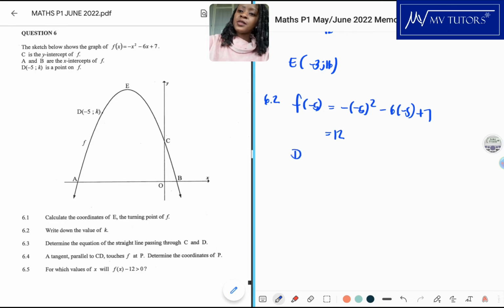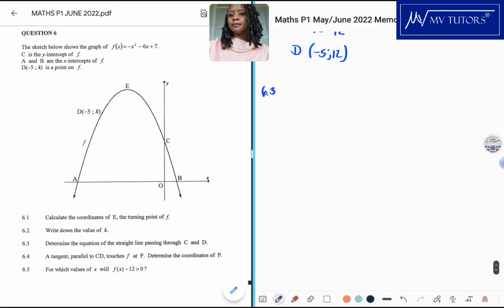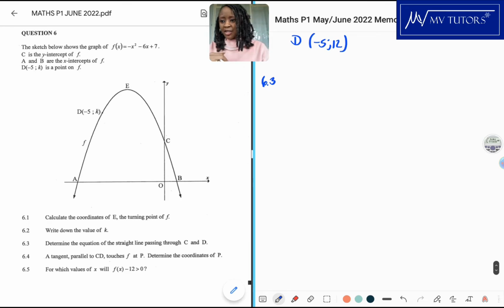So the coordinates of D are minus 5 and 12, but they ask for K, so K is actually equal to 12, and that makes sense. If E was 16, then D has to be less, which is 12. So I'm good with that. And then now 6.3. Determine the equation of the straight line passing through C and D.